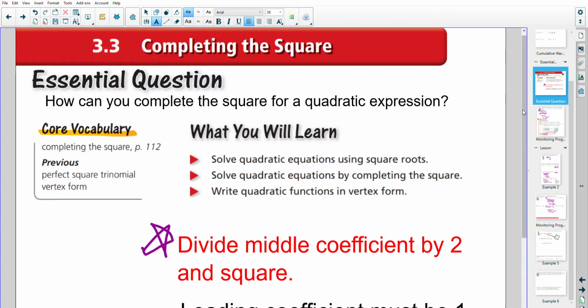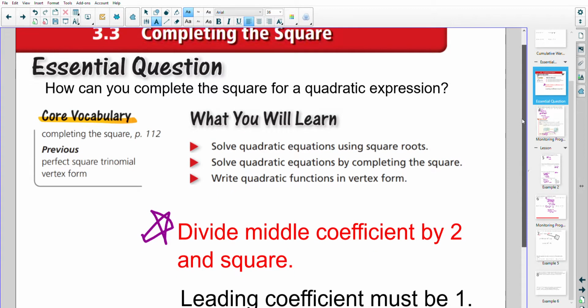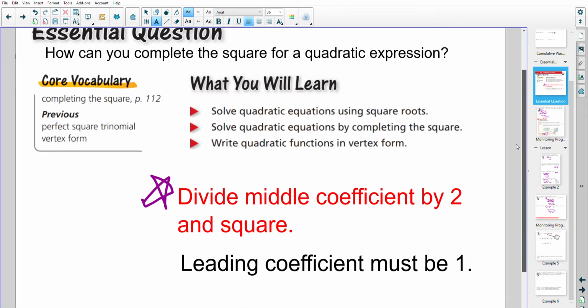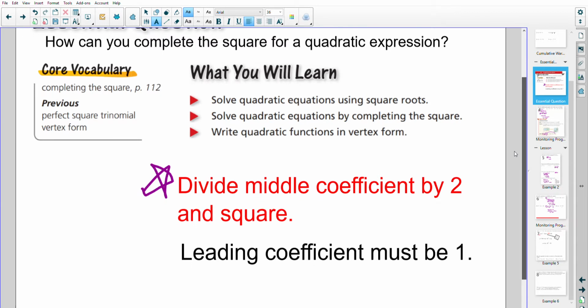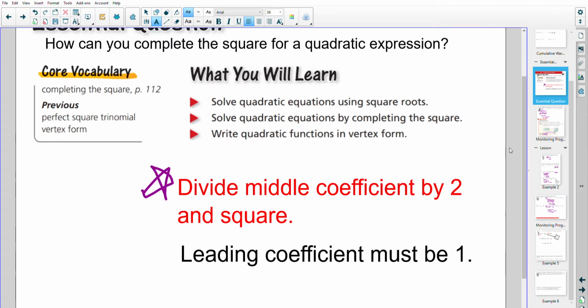3.3, completing the square, part 2. We're going to look at finding the vertex of a quadratic by completing the square. Remember, in order to complete the square, you have to divide the middle coefficient by 2 and square, and also the leading coefficient must be equal to 1.